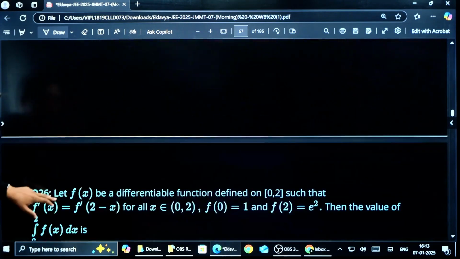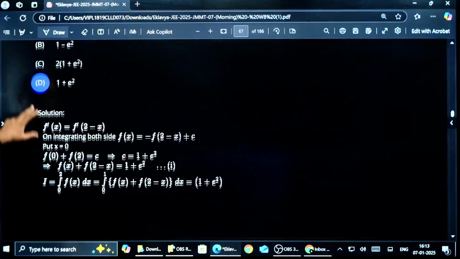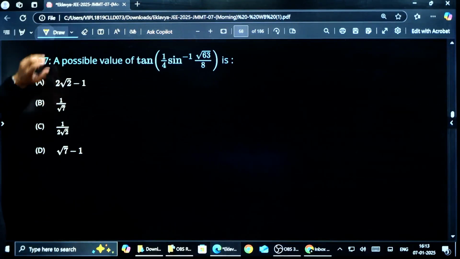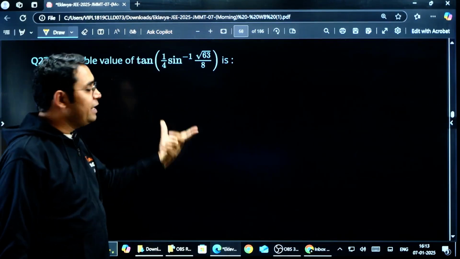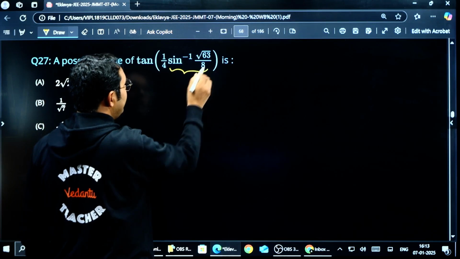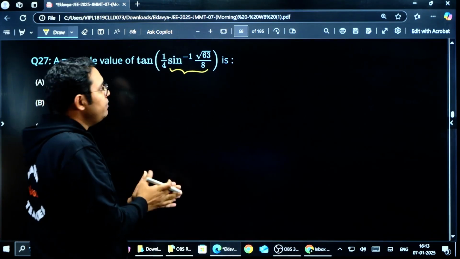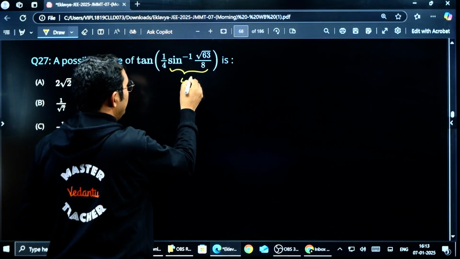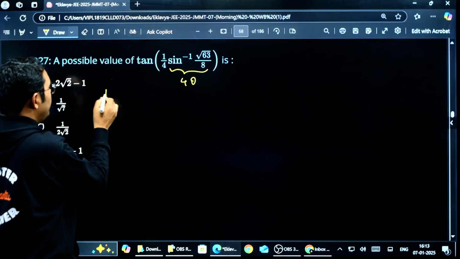Moving to the next question, that is question number 27. Yeah, answer was D. Here we are asked the possible value of tan inverse 1 upon 8 of this thing. So what we will do, we will take this sine inverse root 63 by 8 as 4 theta. And then my question is just to find tan theta.